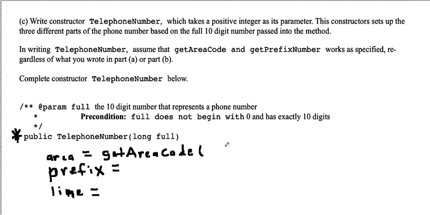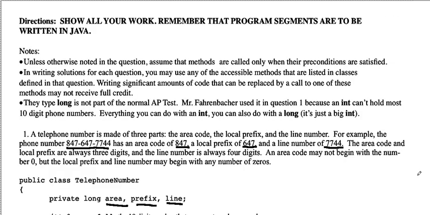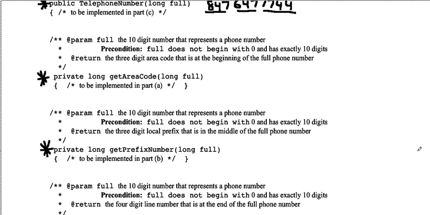And I'm going to put parentheses because it's a method and a semicolon. Now, how can I call this method? Well, because this method is in the class telephone number, I'll go up to the class declaration. I have this method get area code and the constructor's in the class, I can just go ahead and call it. Now you'll notice it takes a parameter, so I'm going to have to pass something in, and it's supposed to be the full number.